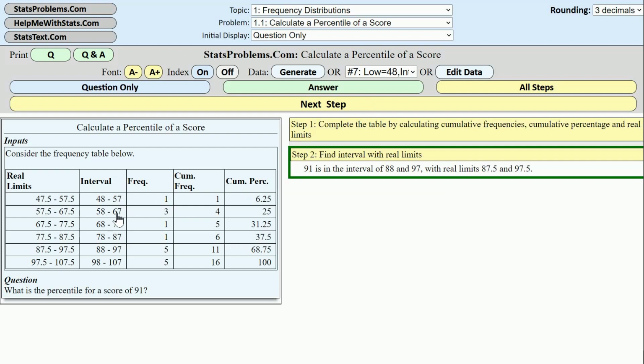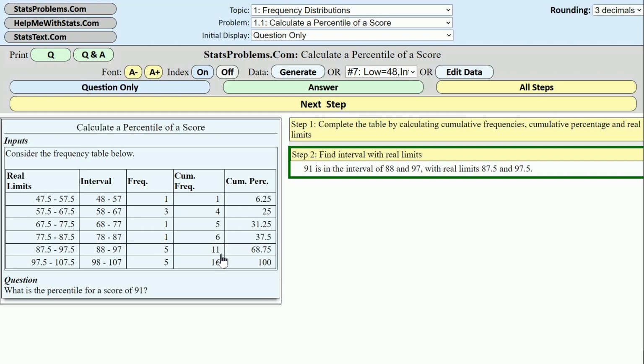The interval of 88 to 97 contains our score of 91. The cumulative frequency for this interval is the cumulative frequency of the previous interval of 6, plus the frequency of the current interval of 5. 6 plus 5 is 11, so the cumulative frequency is 11.